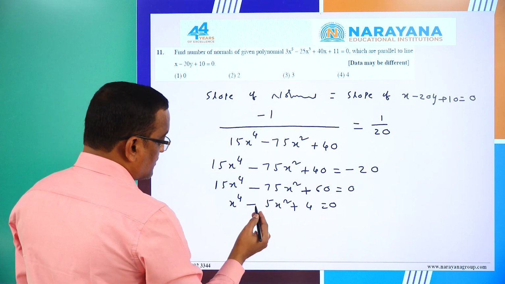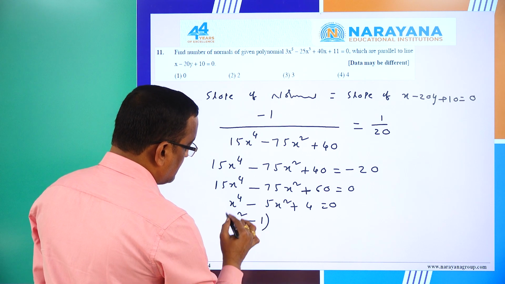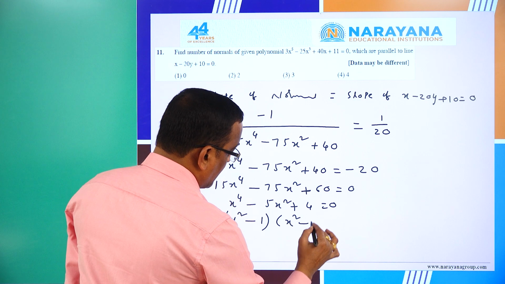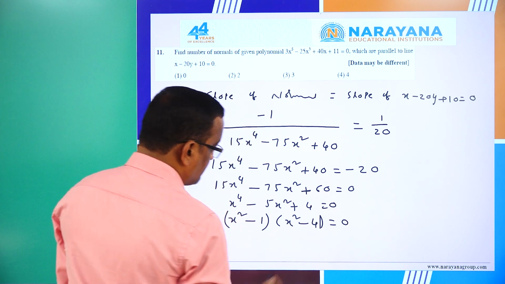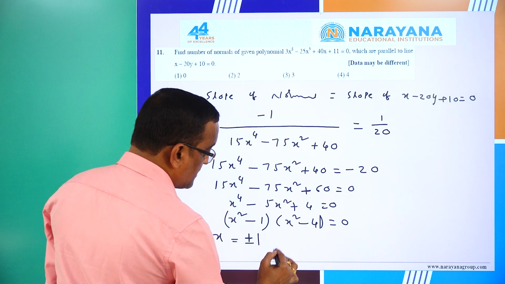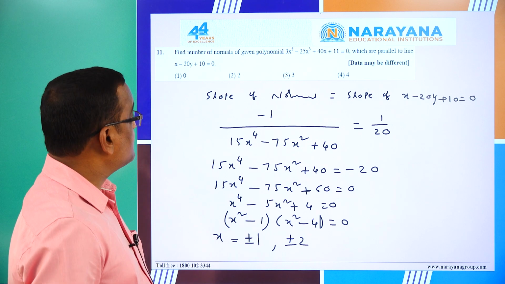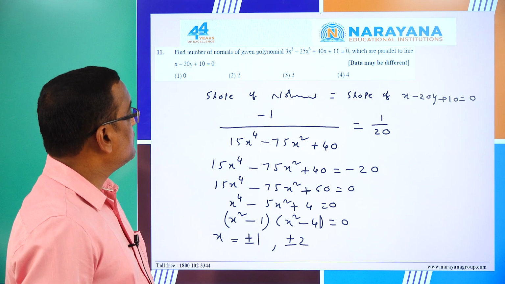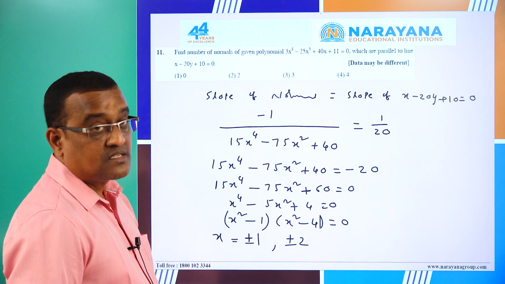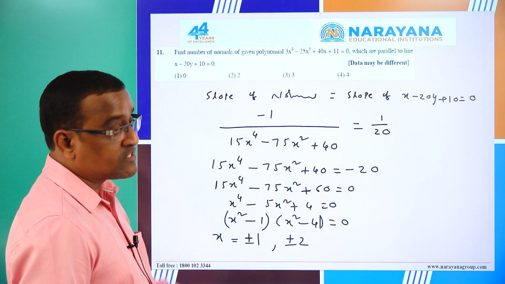Now, factorizing, it is a quadratic in x square. It is x square minus 1 into x square minus 4. From that we get 4 values for x: plus or minus 1 and plus or minus 2. So the number of x values is 4. So we have 4 normals to this curve that are parallel to x minus 20y plus 10 equals 0.